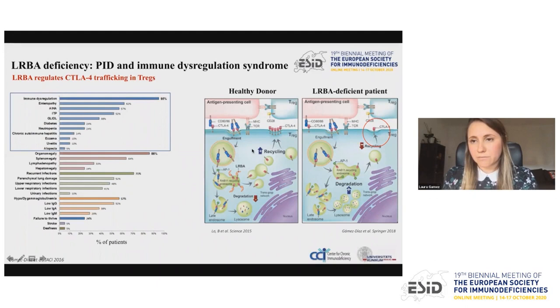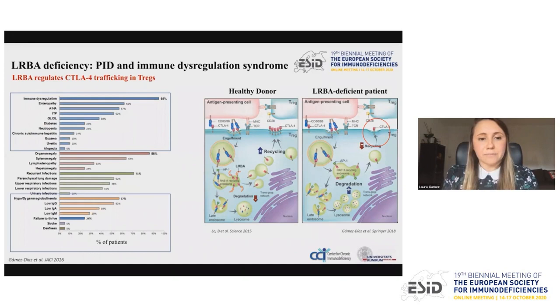Through this mechanism, regulatory T cells can control T cell activation. However, in the particular case where LRBA is absent, like in LRBA deficiency, CTLA4 cannot recycle back to the surface membrane, but instead goes for lysosomal degradation, producing an overall low number of CTLA4 in the membrane. And that is why the patients present with so much autoimmunity, and their clinical manifestations in general overlap with the CTLA4 insufficiency patients. However, LRBA deficient patients also present with hypogammaglobulinemia, leading to a high frequency of recurrent infections, mostly of the upper respiratory tract.